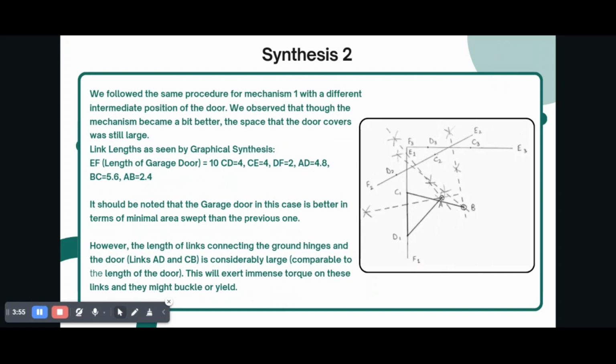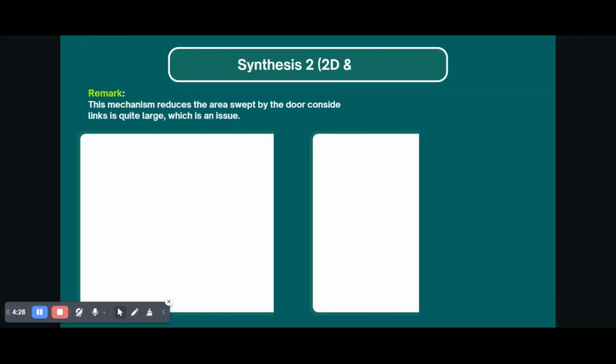Link lengths as seen by graphical synthesis: EF is 10, CD is 4, CE is 4, DF is 2, AD is 4.8, BC is 5.6 and AV is 2.4. It should be noted that the garage door in this case is better in terms of minimal area swept than the previous one. However, the length of links connecting the ground hinges and the door is considerably large. This will exert immense torque on these links and they might buckle or yield.